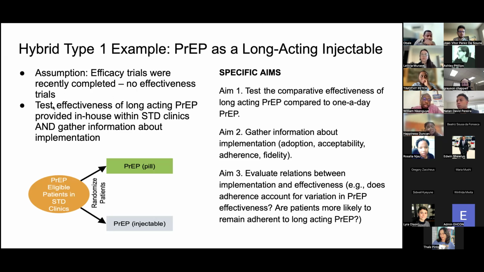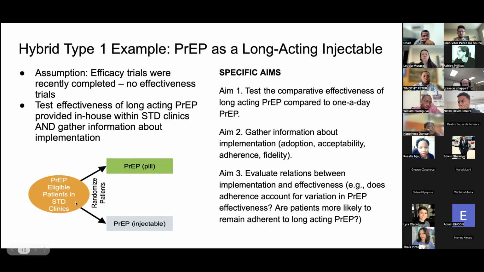Therefore, for a hybrid design, the goal would be to test the effectiveness of the long-acting pre-exposure prophylaxis provided in-house within STD clinics, sexually transmitted disease clinics, and gather information about implementation. So here they were trying to roll out the intervention into a real-world setting. They tested the effectiveness of this injectable pre-exposure prophylaxis. So they had two arms.